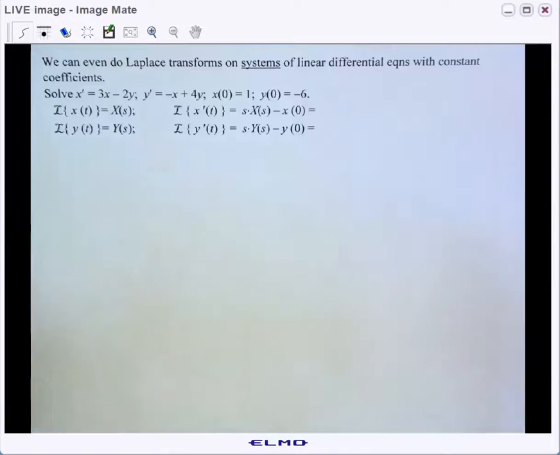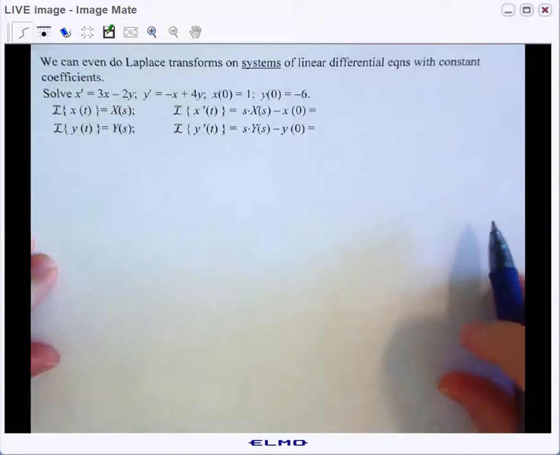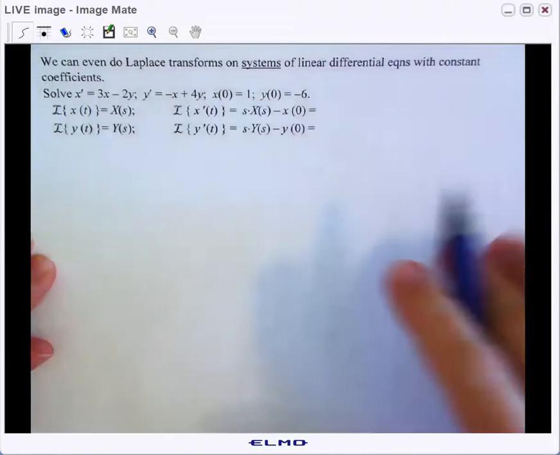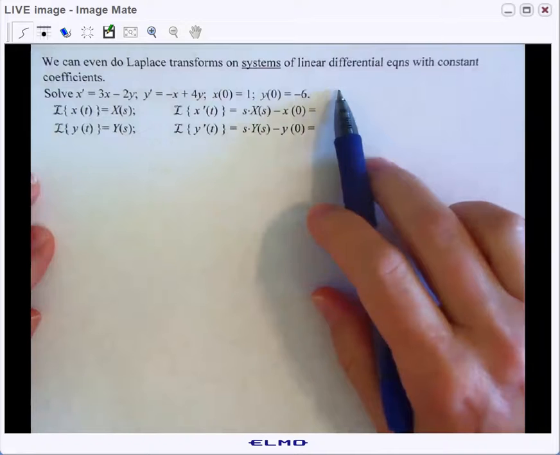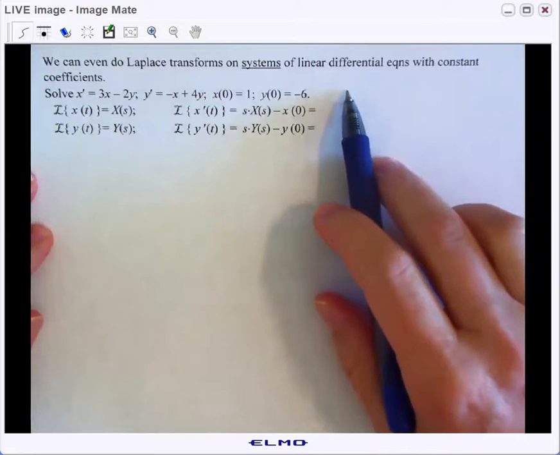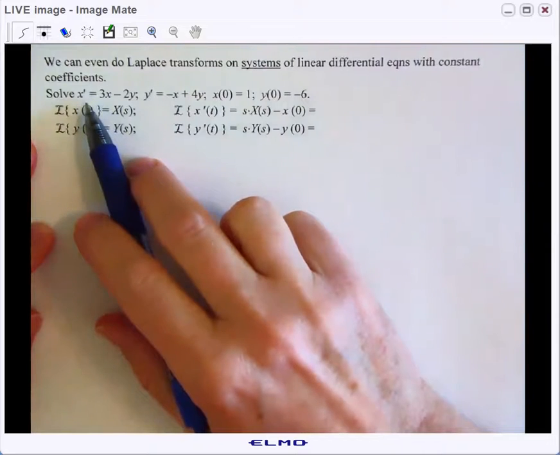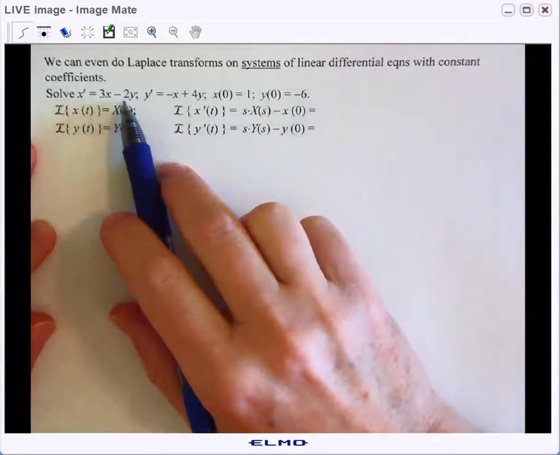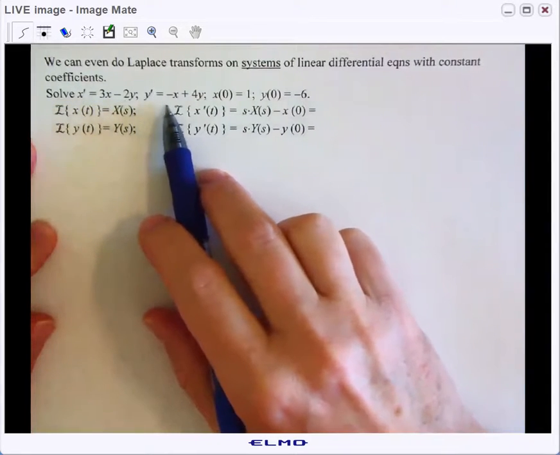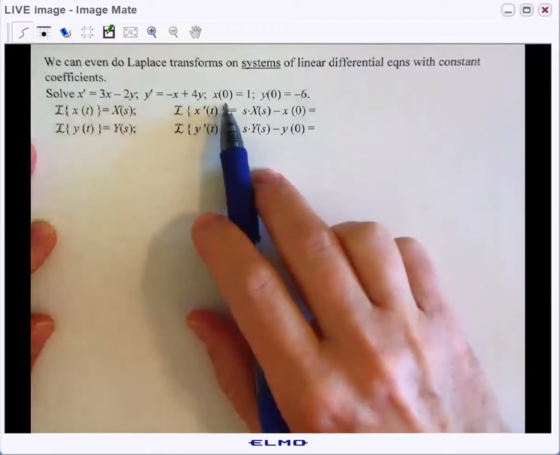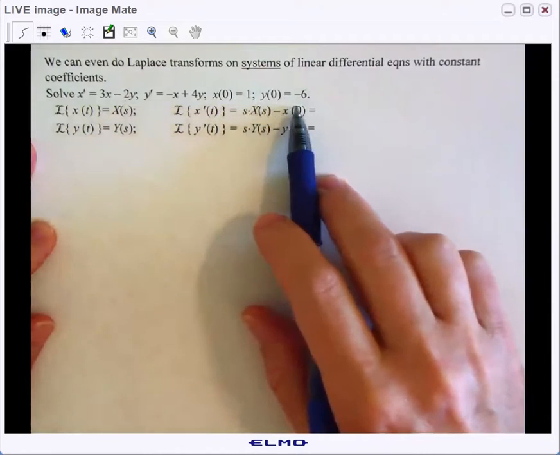Welcome back, and we're working on 10.2, and now we're going to show how we can use Laplace transforms to solve systems of linear differential equations. We're going to focus on those with constant coefficients, and we'll take this system of differential equations, x prime equals 3x minus 2y, y prime equals negative x plus 4y, where x of 0 is 1, and y of 0 is negative 6.